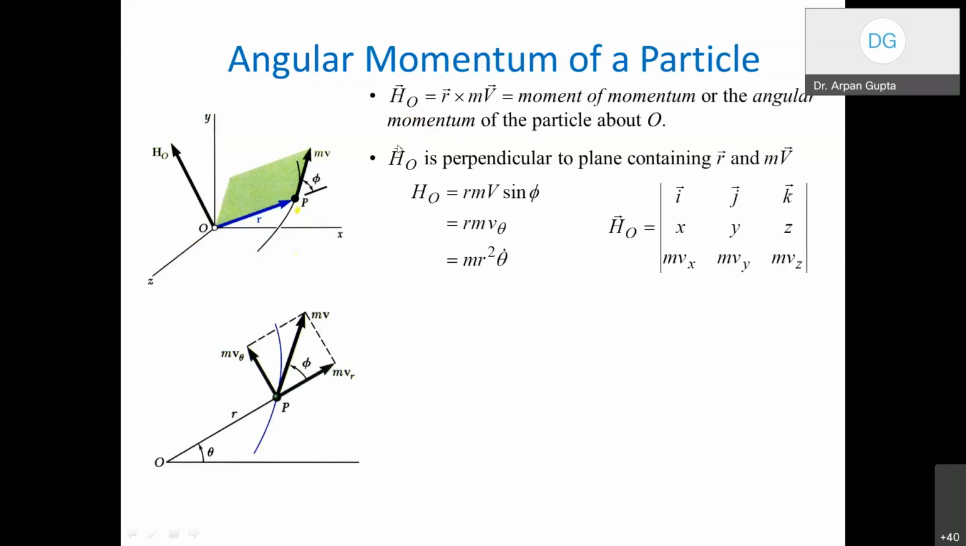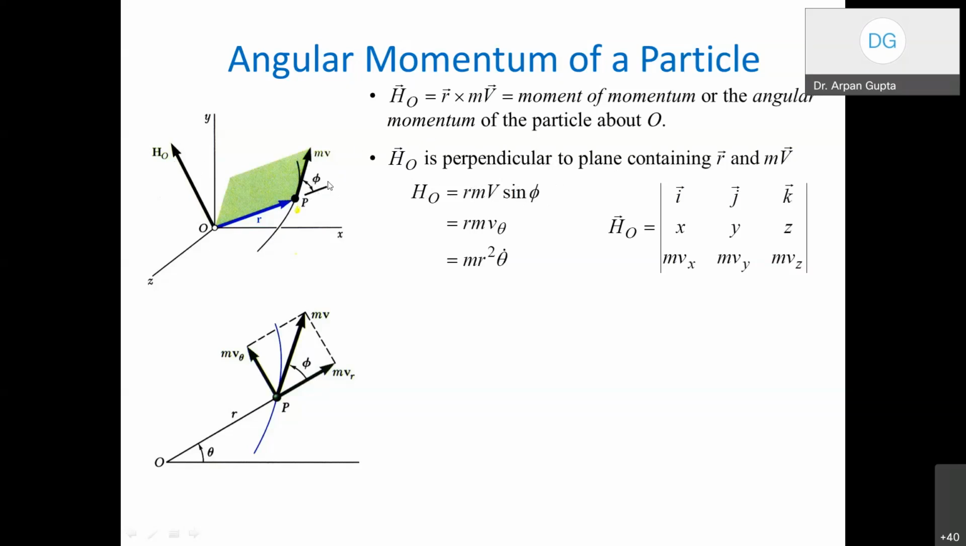The basic idea is that this h naught vector is perpendicular to the plane containing the r and mv vectors. If it is a cross product between r and mv, then h naught, the angular momentum vector, is perpendicular to both, and its direction has to be calculated using the right hand rule. The magnitude is given by r m v times sine phi, where phi is the angle between the r vector and the mv vector.